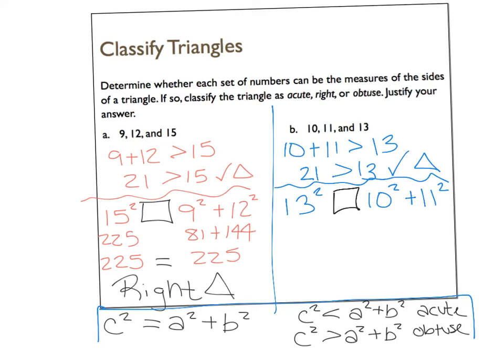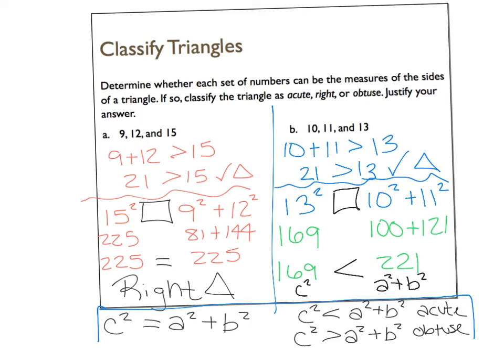All right, so I have 13 squared, which is going to give me 169. 10 squared is 100, and 11 squared is 121. So I'm going to carry down this 169, and then I'm going to add 100 plus 121, which is 221. Now I see that 221 is bigger than the 169. So since our c squared is smaller than our a squared plus b squared, this means we have an acute triangle.